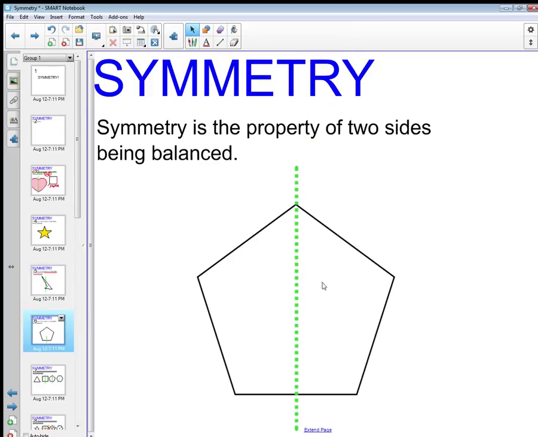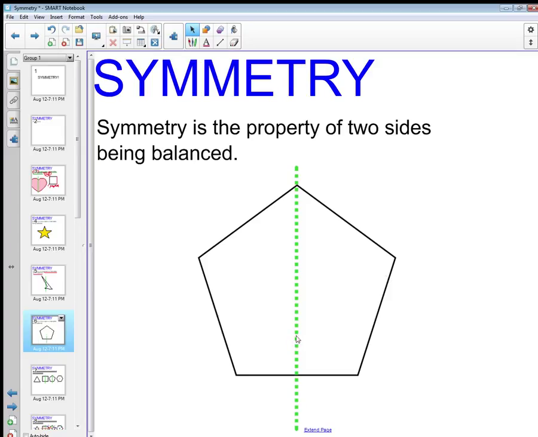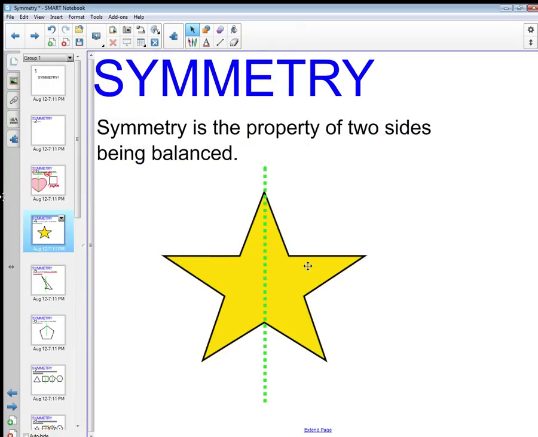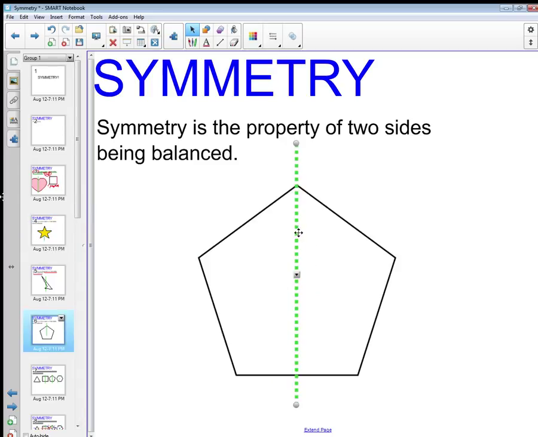Here's a good example of a shape that has a lot of lines of symmetry. Do you think you can find all the lines of symmetry on this shape? It's got more than one. And this is where symmetry gets tricky, because people think, oh, every shape must have one line of symmetry. Check it out. Love heart, one line of symmetry. My pointed star appears to have one line of symmetry. Mr. Pentagon over here has more than one line of symmetry. Write down how many lines of symmetry you think the pentagon has. Okay, keep that number down. We're going to talk about it in a second.